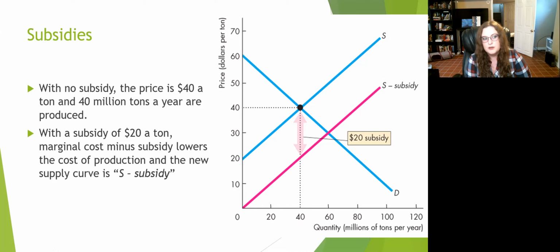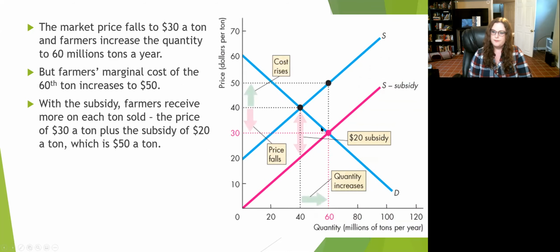Well, that's pretty cool, right? That brings my cost down, because if you're offsetting me by $20, then my cost has gone down really. So what we see here is that this difference in between our original supply line and our supply minus the subsidy line is this $20 difference. Now, if we go over to our new equilibrium, which is right here. So we had our original equilibrium at 40 and 40. Our new equilibrium is at 60 million tons for $30. That means that we are producing more garlic for a lower price at this new equilibrium.